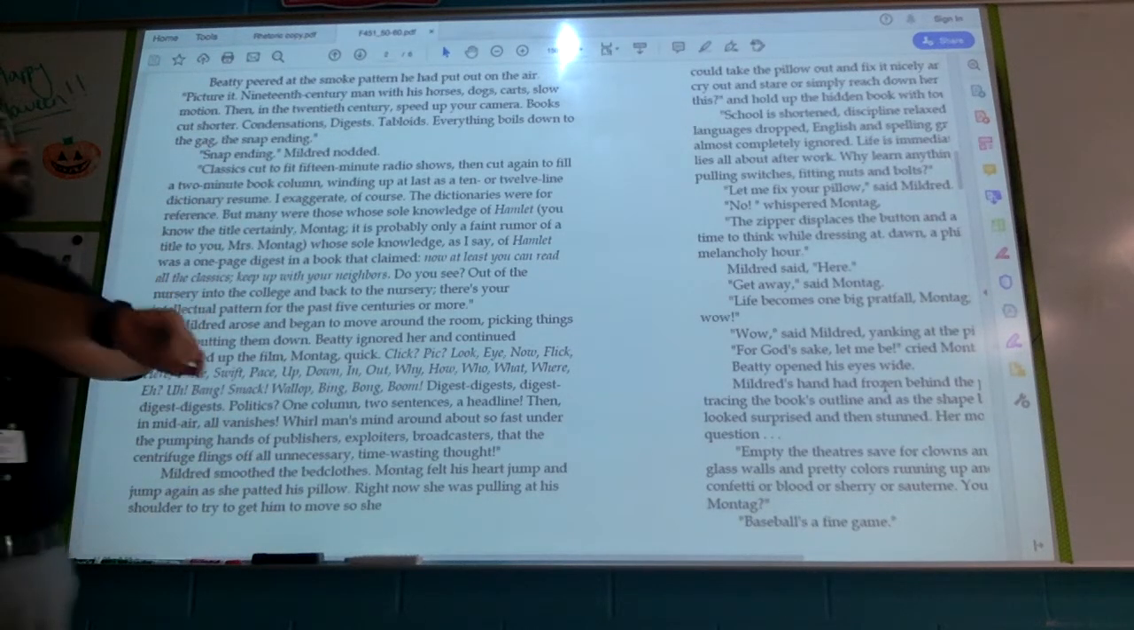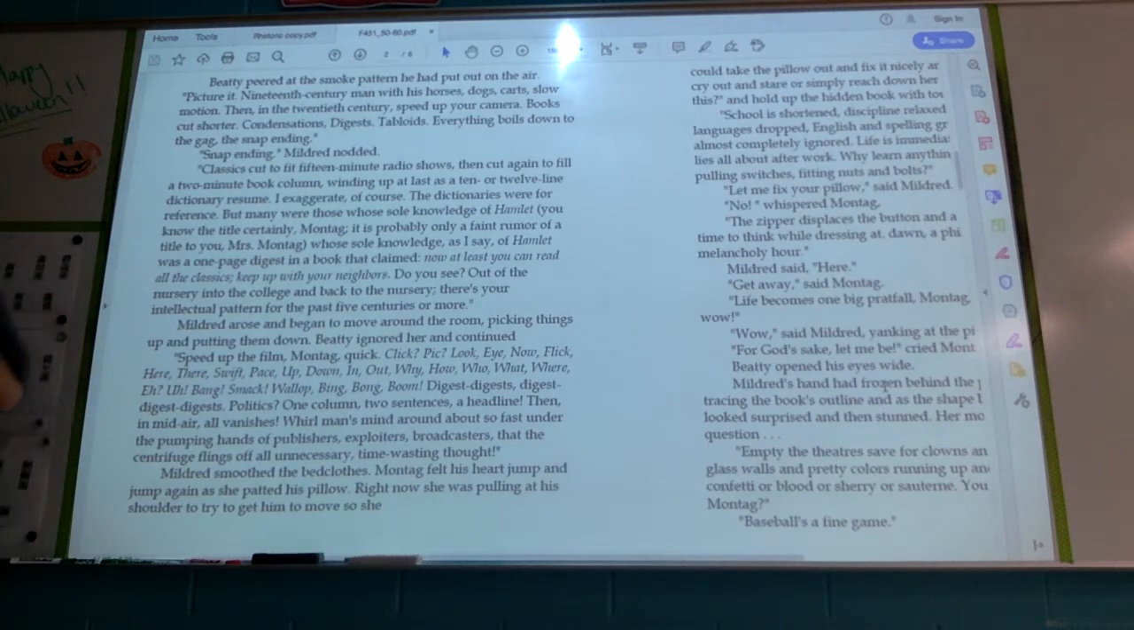Leading period at the smoke pattern he had put out on the air. Picture 19th century man with his horses, dogs, carts, slow motion. Then in the 20th century, speed up your camera. Books cut shorter, condensation, digest, tabloids. Everything boils down to the gag, snap in. Snap in, Mildred nodded. Classics cut to the 15-minute radio show. Then cut again to fill a 2-minute book column. Winding up a last of 10 or 12 line dictionary resume.